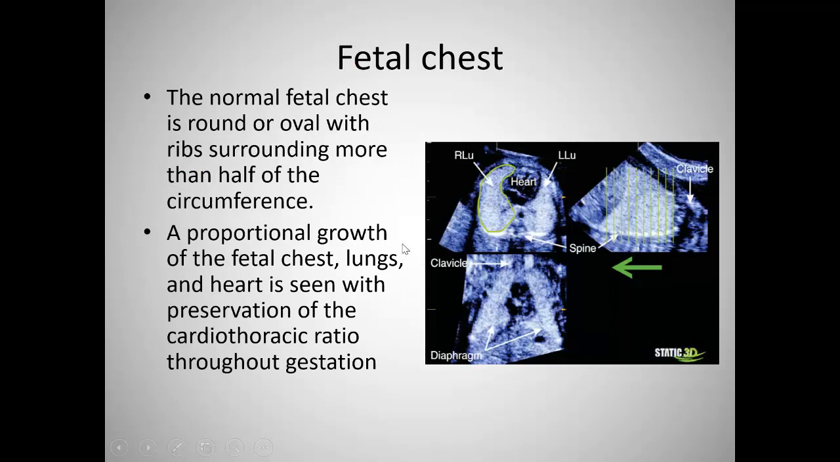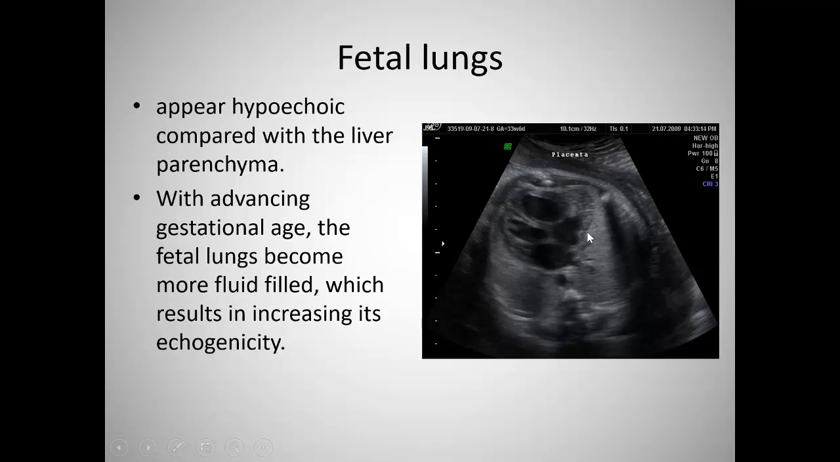Here is the normal fetal chest. It is rounded or oval, with the ribs surrounding more than half of the circumference of the chest. A proportional growth of the fetal chest, lungs, and heart is seen with preservation of the cardiothoracic ratio throughout gestational age. In the early gestational age, the lungs appear hypoechoic compared with the liver parenchyma, and then with advanced age, the fetal lungs become more fluid-filled, which results in increasing echogenicity.